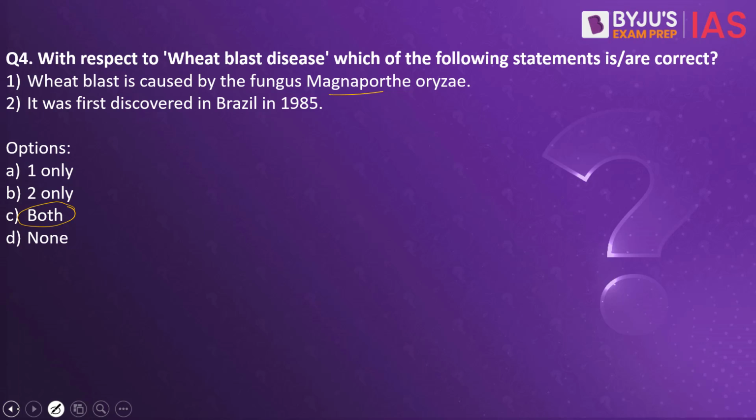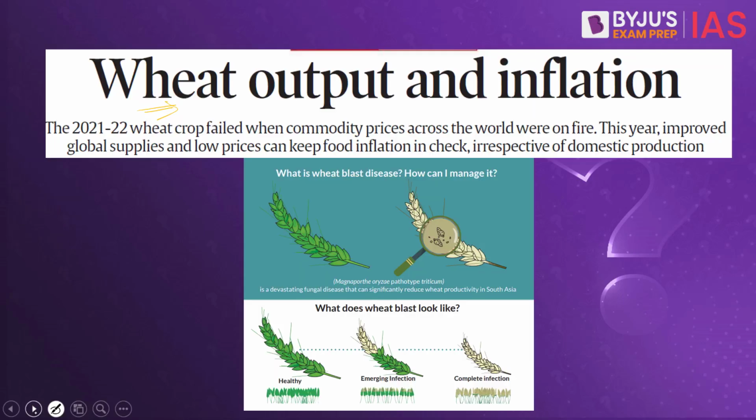Where was this disease first identified? It was first discovered in Brazil in the year 1985. It also spread to other South American countries as well, and this in fact impacted a large number of countries, and the yield significantly dropped over a period of time. Wheat blast is a devastating fungal disease that can significantly reduce wheat productivity in South Asia. This is the healthy seed. Then what we have is the emerging infection and complete infection as shown in the image.